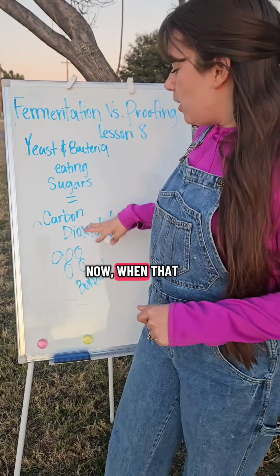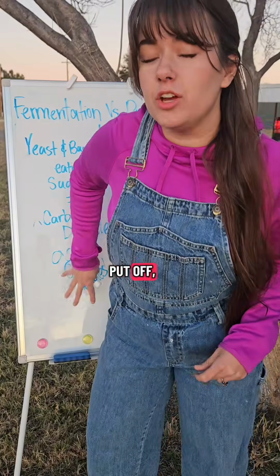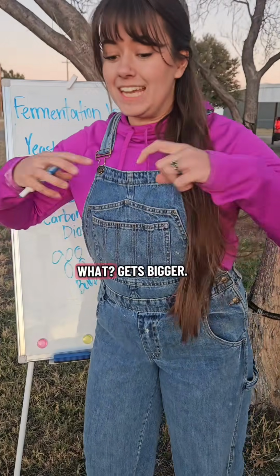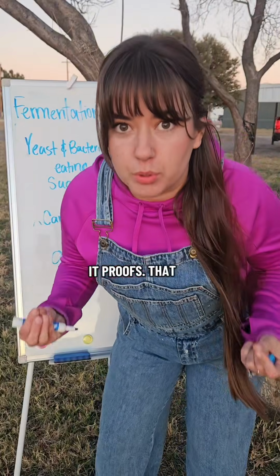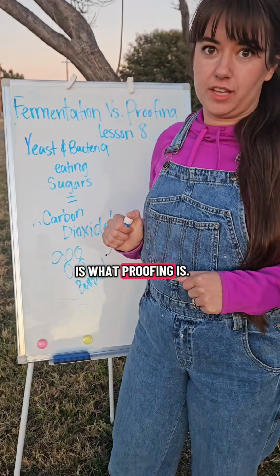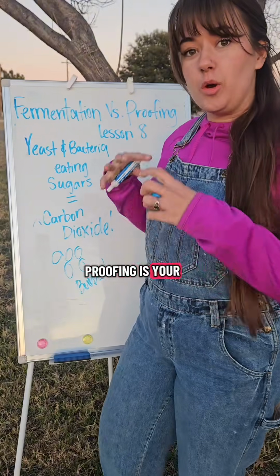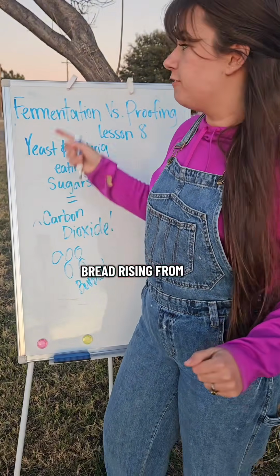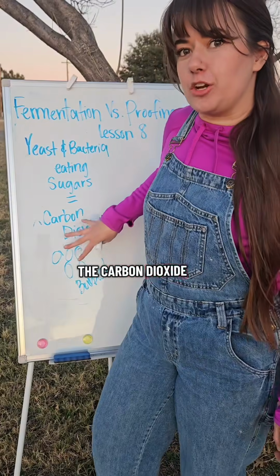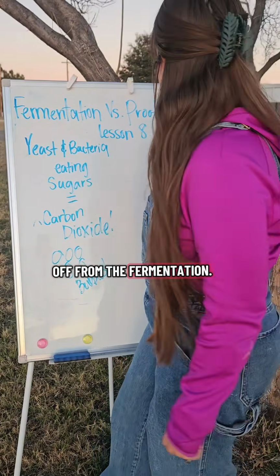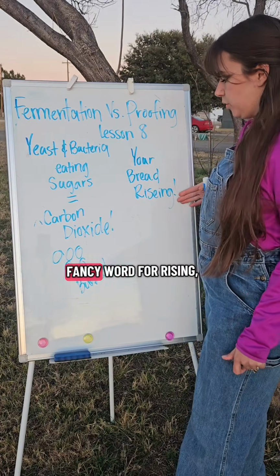Now, when that carbon dioxide is put off, your dough does what? Gets bigger. It proofs. That is what proofing is. Proofing is your bread rising from the bubbles, the carbon dioxide that are put off from the fermentation. Okay, proofing is really just a fancy word for rising.